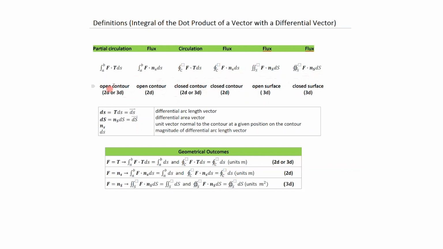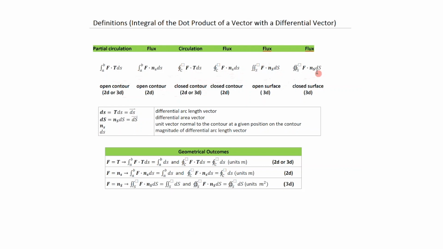Same here. The only difference here is this is an open contour and this is a closed contour. These would be 2D, 2D, and this is a surface in 3D. This is an open surface, whereas this would be a closed surface.